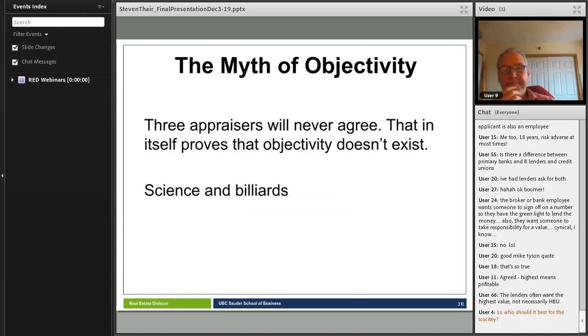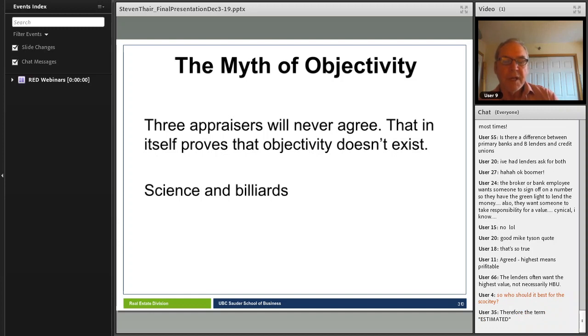But here's a stick somebody stuck in your bicycle spokes. Three appraisers never agree. This is not an observation that proves that we're all disreputable. This is not an observation that proves that we're careless and negligent. This is an observation that proves when we're diligent, we come up with different answers, and it proves there is no objectivity.